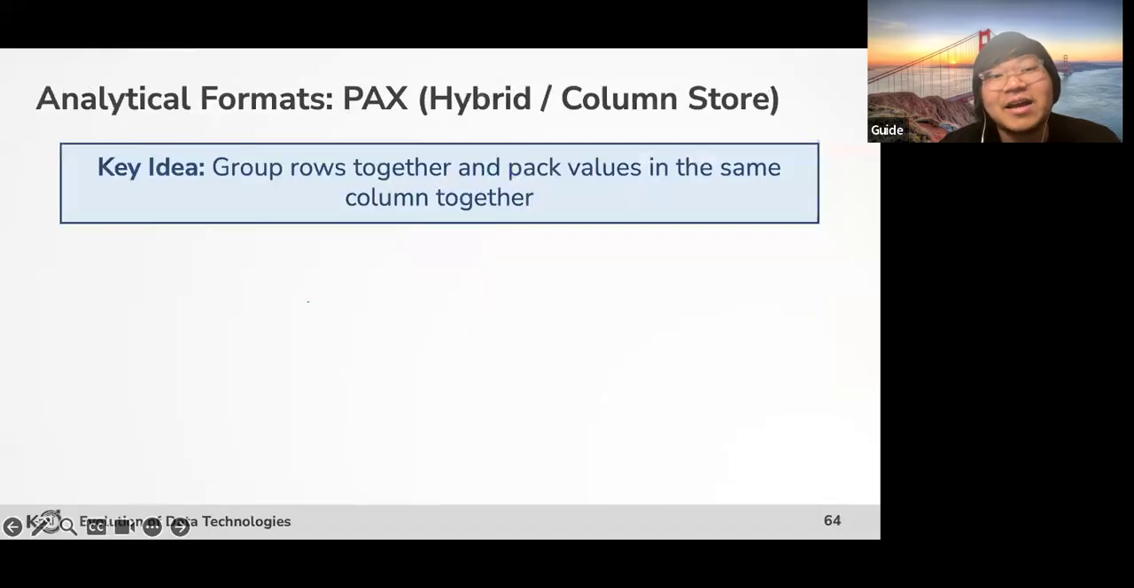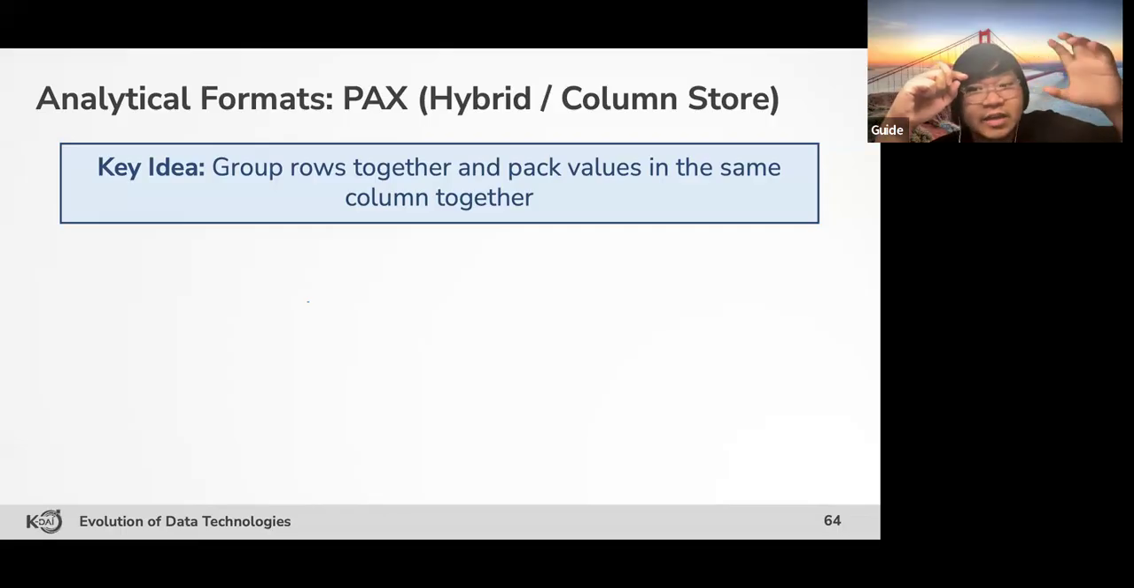but they are storing in a hybrid format, or what they call PAX, which stands for partition attributes across. Basically, they group rows together, and for each group of rows, they pack values in the same column together. So let's say we have millions of rows. Maybe they are chunked into groups of hundreds of rows, and for each group, they store the column values together.